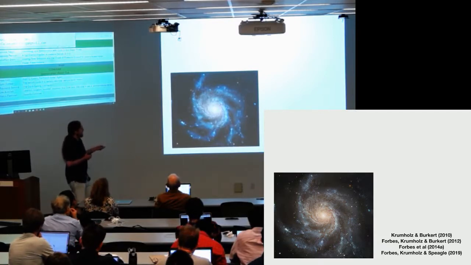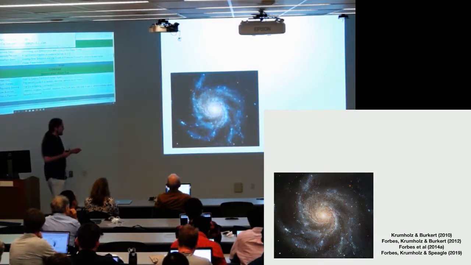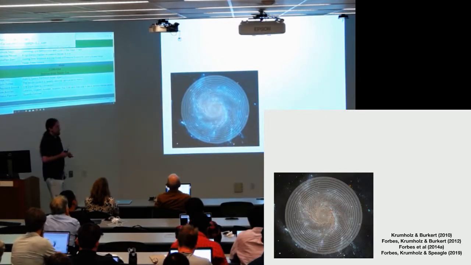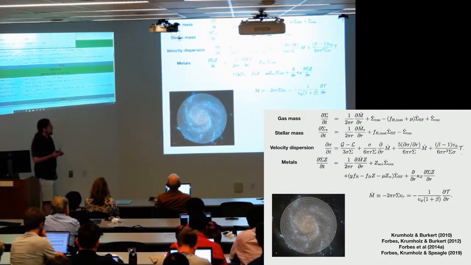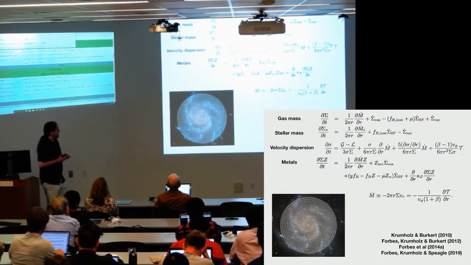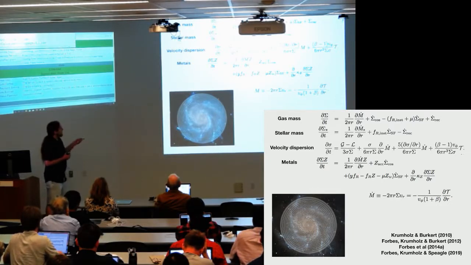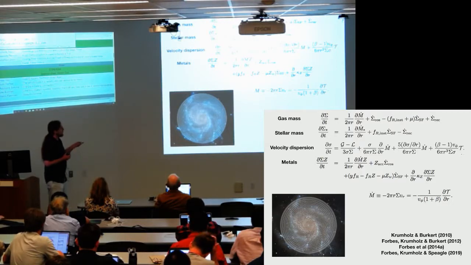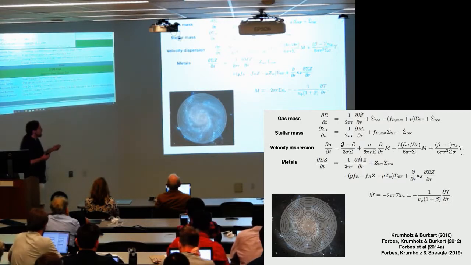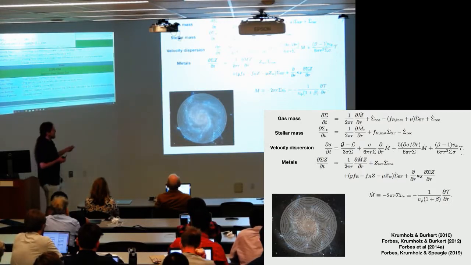So we take a disk galaxy. We divide it up into logarithmically spaced radial bins, and we assume the disk is thin. Then we solve these equations, which are just the hydro equations in this limit. So we track the gas mass, the stellar mass, the velocity dispersion of both components, the metals in both components, different stellar populations, et cetera, et cetera.